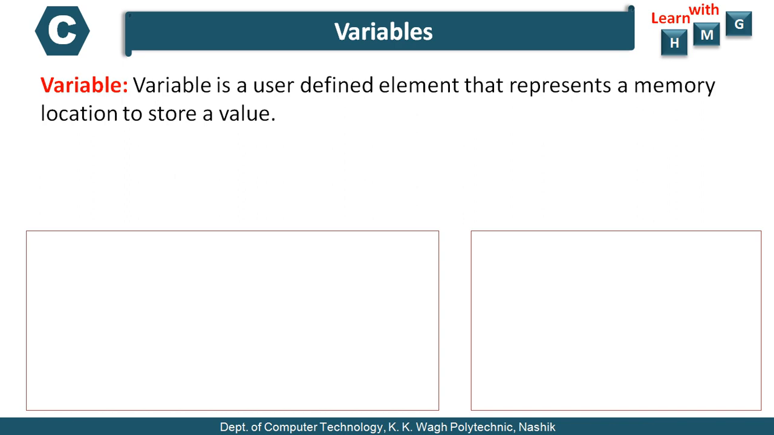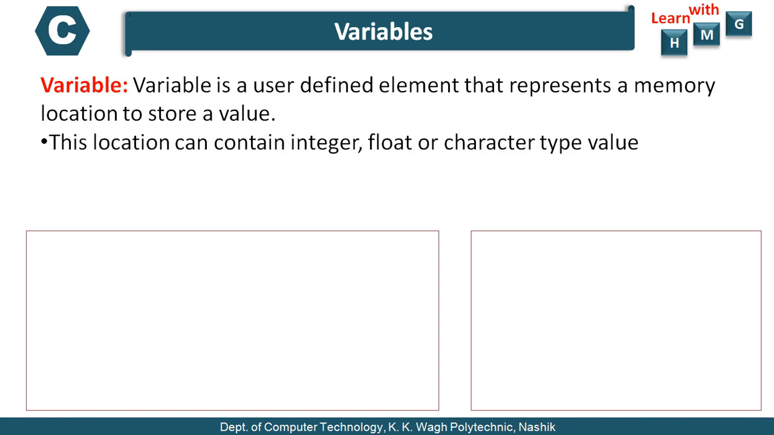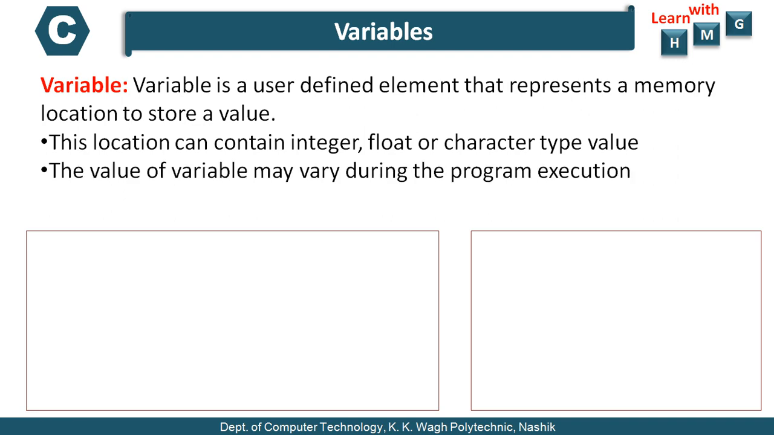So whenever you are storing a value in the memory, every memory has a certain memory location called an address, and it is named with a certain entity called a variable. So a variable represents a memory location of a value in the memory. This location can contain an integer, float or character type of value. So any type of value can be stored at the memory location, that is, in the variable. The value of a variable may vary during the program execution.